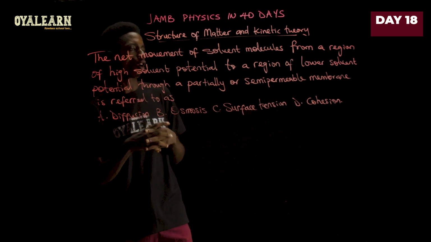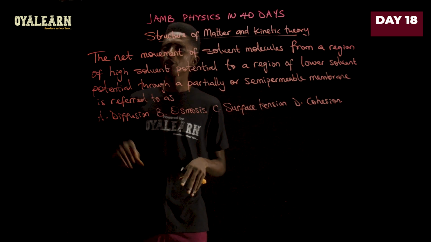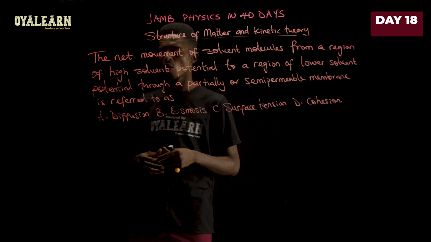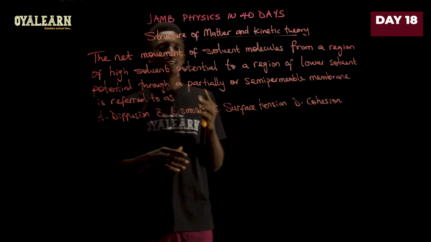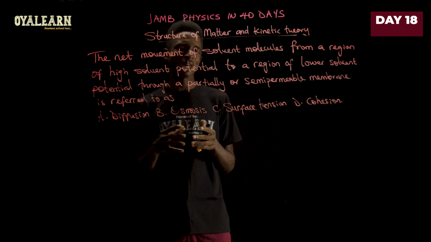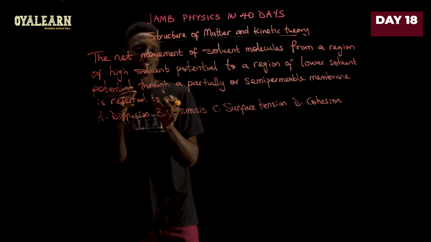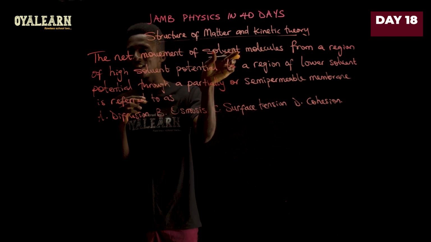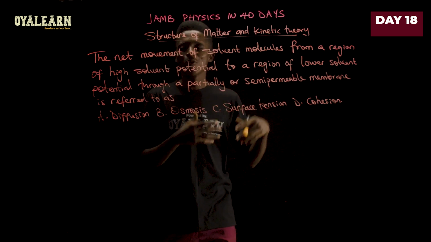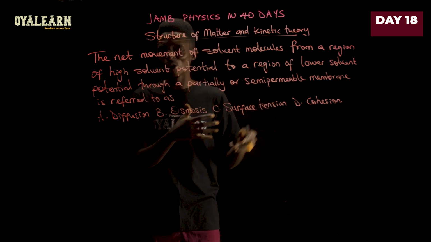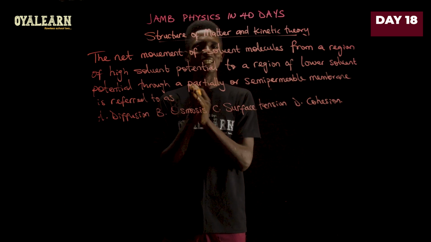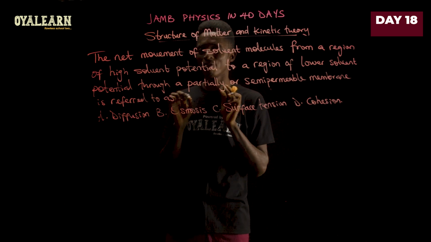The net movement of solvent molecules from a region of high solvent potential to a region of lower solvent potential through a partially or semi-permeable membrane is referred to as. Now, we can easily twist this question and make the solvent, in this case, water, right? So if we are saying the movement of water from a region of high concentration to low concentration through a semi-permeable membrane, it makes the question very easy.